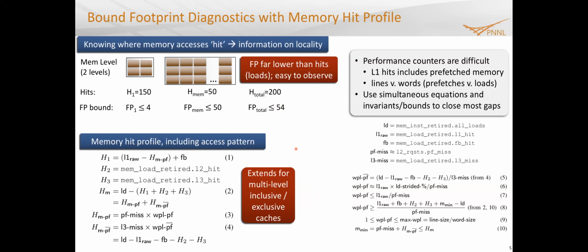On the bottom, you see our equations to calculate the footprint diagnostics. By using the collected data on the right hand and the word per line calculations on the bottom of that right hand, we can create a memory hit profile from the messy performance counters, and we can calculate the footprint for prefetchable and non-prefetchable. We are using the word per line. We are calculating word per line because, like I mentioned before, the lines versus words can be different for each hit.